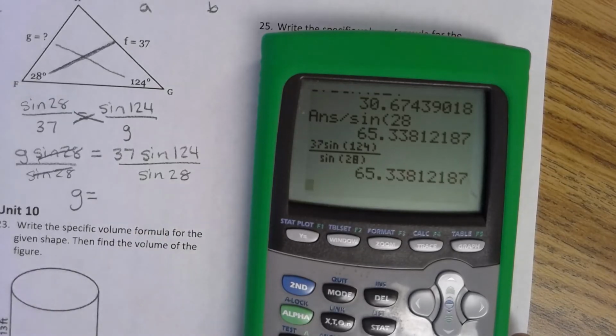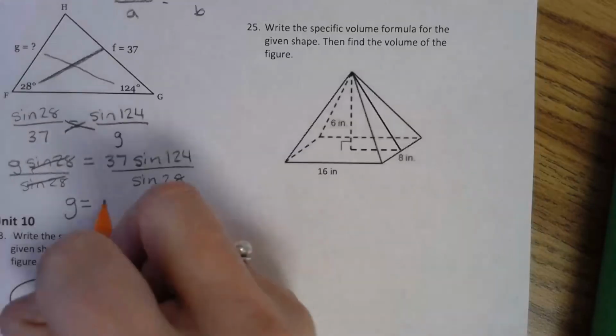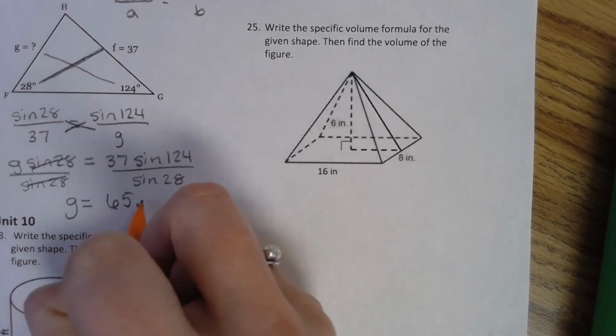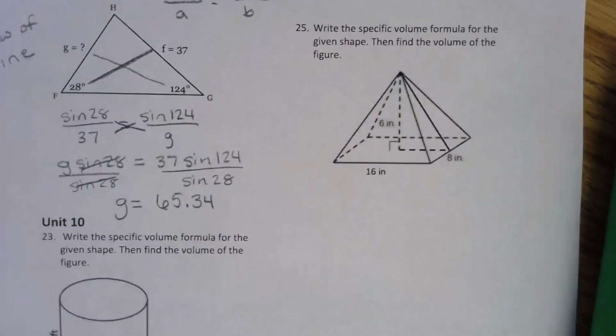It doesn't say how to round, so I'll just go ahead and do to the nearest hundredth, so 65.34.